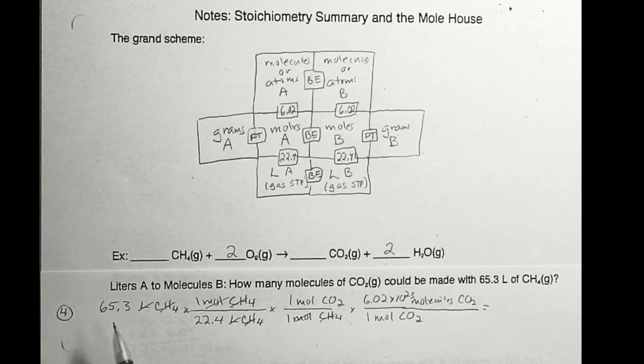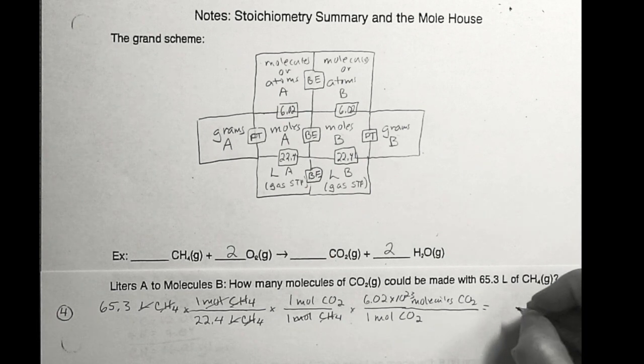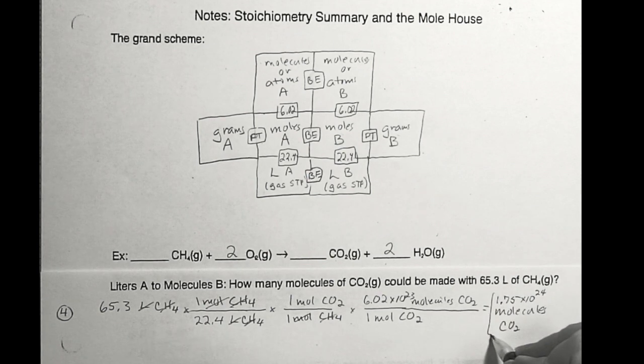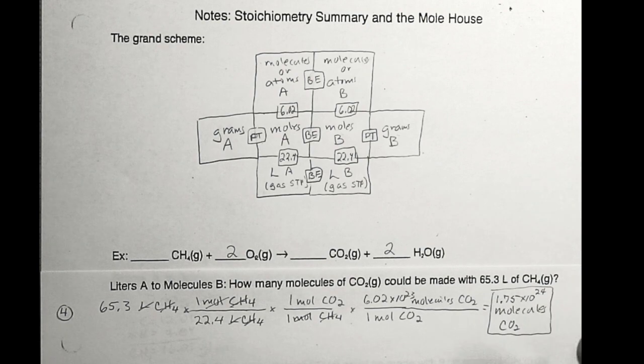All right, so I know I'm going to do 63.5 divided by 22.4. There's just ones. And then times 6.02 times 10 to the 23rd. And I end up with 1.75 times 10 to the 24th molecules of CO2. So the mole house just lets you go all over the place.